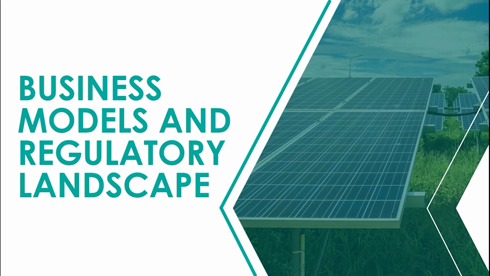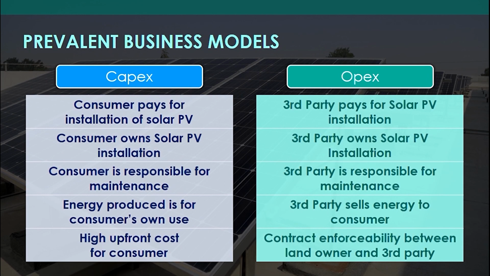Let's understand a little more about the business models and the regulatory landscape for solar rooftop PV solutions. For commercial and industrial consumers, there are predominantly two main business models: one is the CAPEX and one is the OPEX. In the CAPEX model, the customer pays for the system and the installation. They either do their own maintenance or they take up maintenance contracts with solar companies. The energy generated here is used for their own consumption.